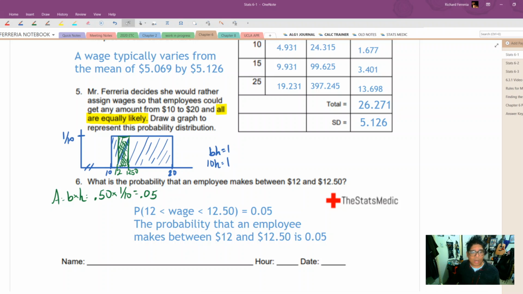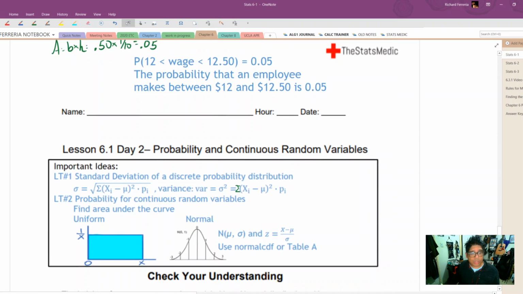Brings us to our important items. So the standard deviation, we already saw how to compute that using the formula. We saw how to compute that using a calculator. We didn't talk about variance, but variance is just the standard deviation before you took the square root. So if you want to find variance, you're just going to square the standard deviation.